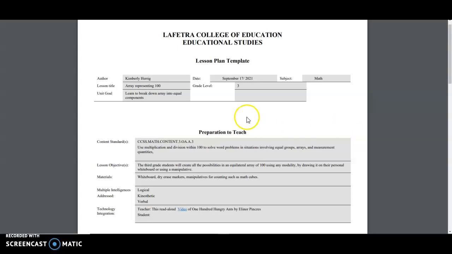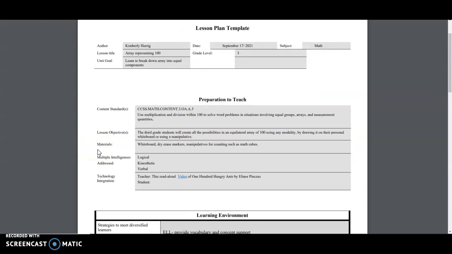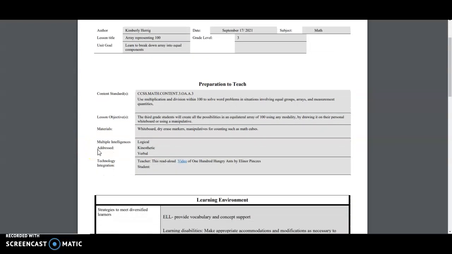So today, this is going to cover an array representing 100. This is for grade level 3. Our goal is to learn to break down an array into equal components. The content standard that I will be focusing on is to use multiplication and division within 100 to solve word problems in situations involving equal groups, arrays, and measurement quantities.